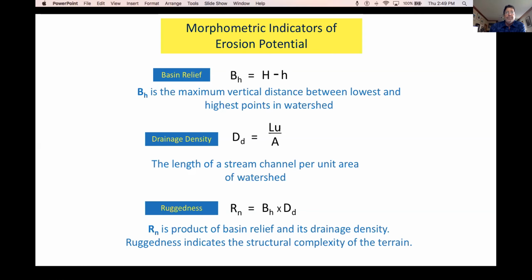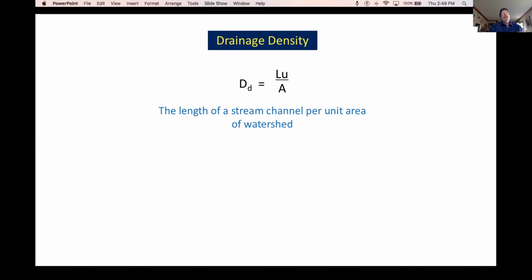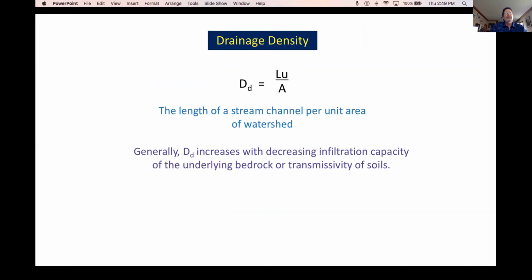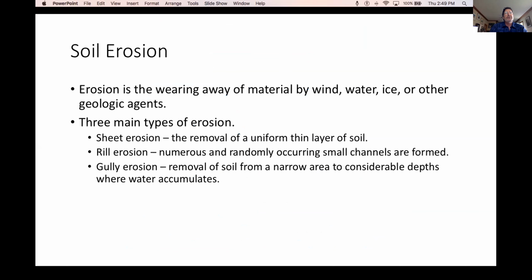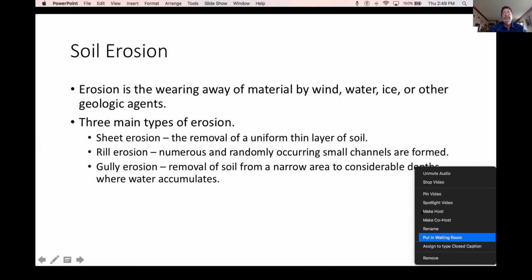Okay. What I did is I just moved all these things. So, what is soil erosion here? So, soil erosion is there. Okay, I'm trying to get this into something else so it's out of the way. Okay. Let's see.